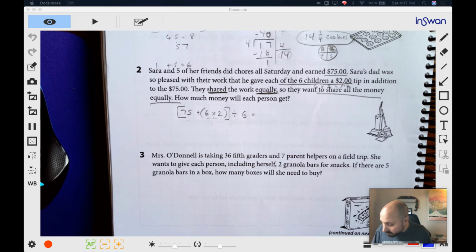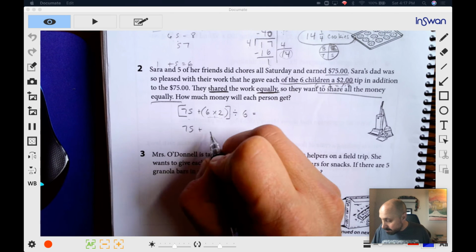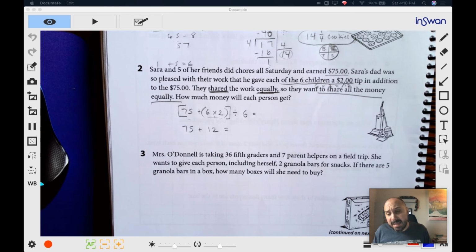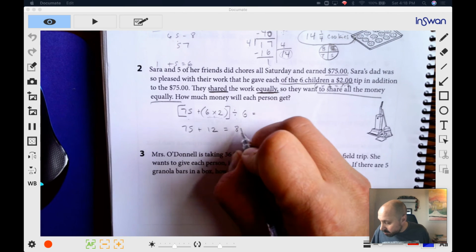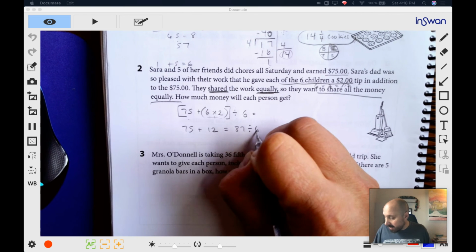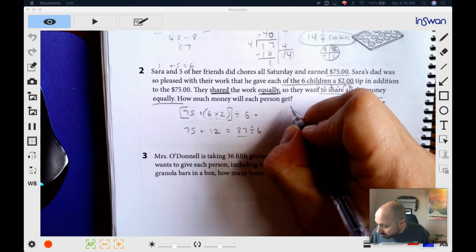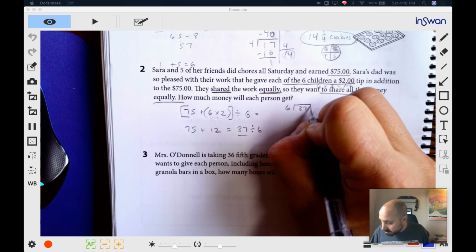Okay, so let's solve this first. So 75 plus 12. Let's see, 75 plus 10 is 85. 85 plus 2 more is 87. So our new problem is $87. That's how much Sarah's dad gave them, and now they want to divide that by 6. Let's do the give and take again. So we're dividing $87 by 6.